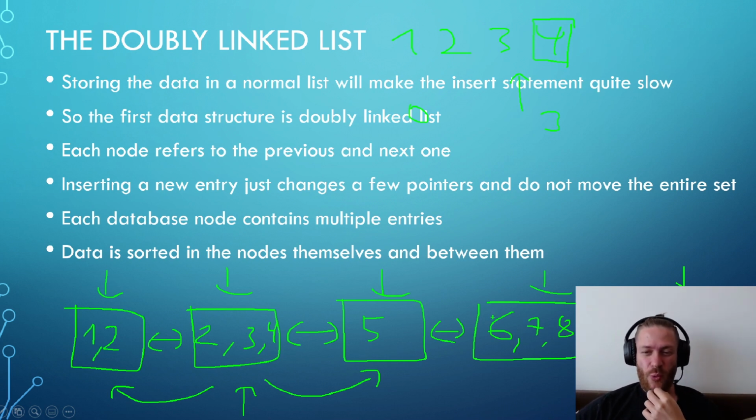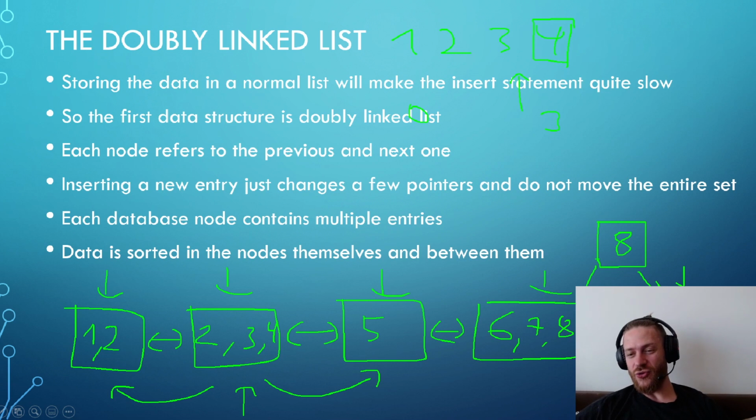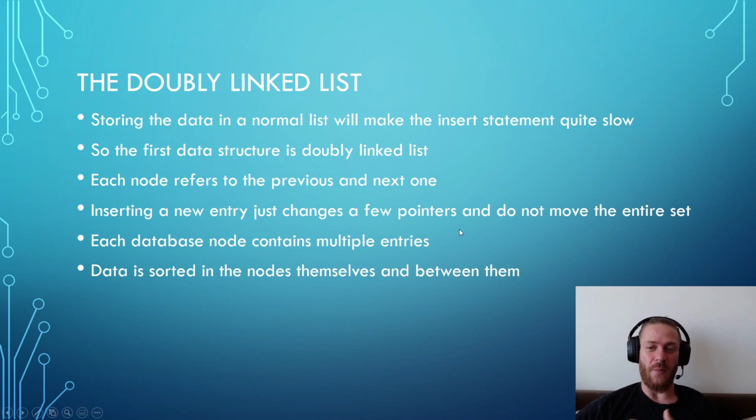So when we need to insert a new node, for example, if we want to add the number 8 here, we just need to introduce a new node with the number 8 in it. We need to break these pointers, and we need to create two new ones. So inserting a new entry is a very efficient operation. You just need to change a few pointers and you don't need to move the entire list.